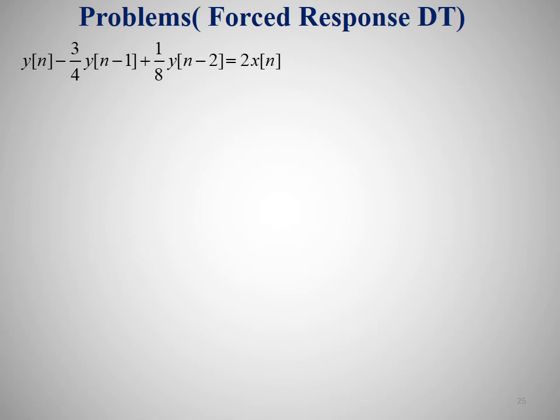Let us consider one problem on forced response to determine the forced response in the discrete time case. The question given is y of n minus 3 by 4, y of n minus 1 plus 1 by 8, y of n minus 2 is going to be equal to 2 into x of n, where the initial conditions given are y of minus 1 is 1, y of minus 2 is minus 1, and x of n is 2 into u of n.